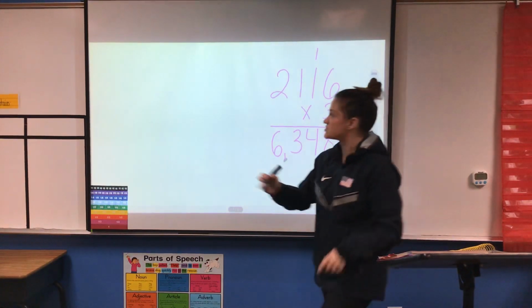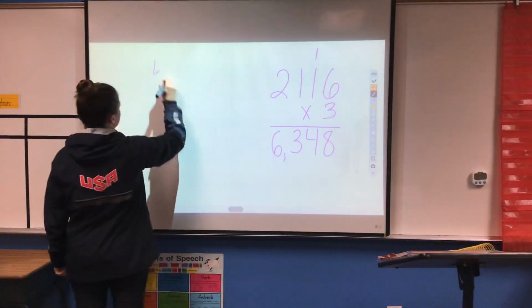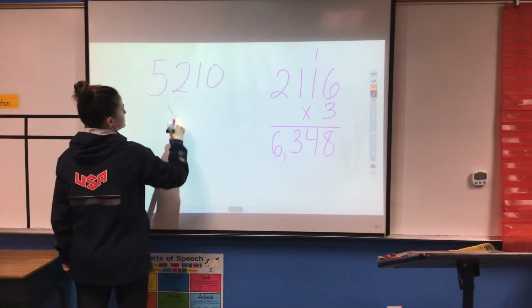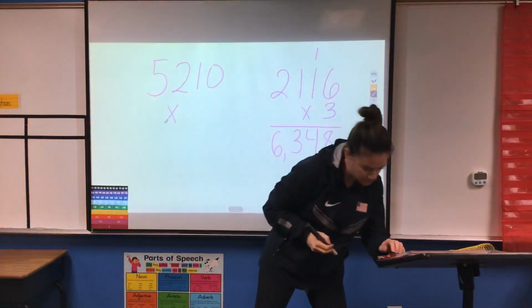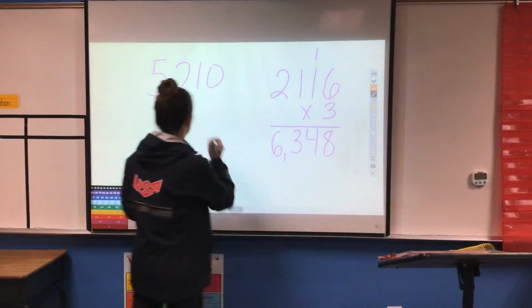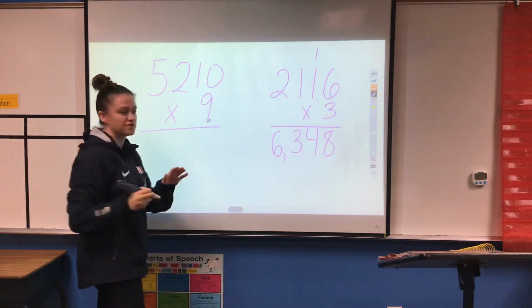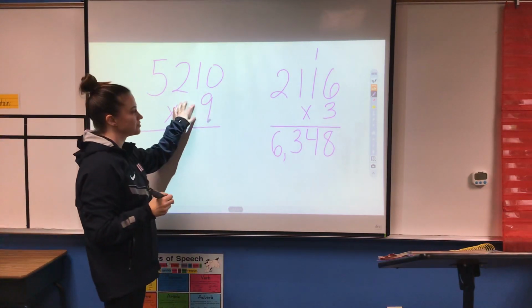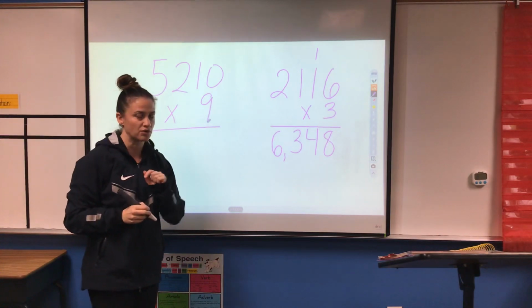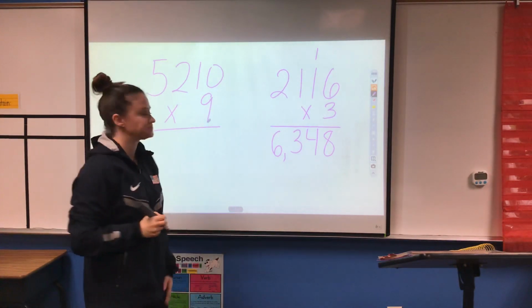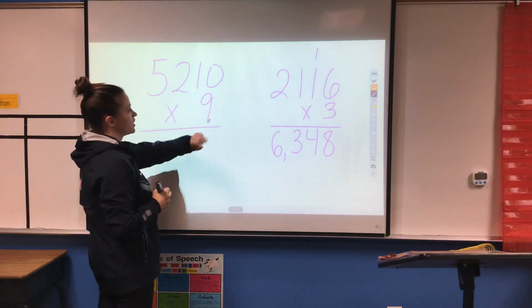All right, I'm going to go ahead and write number 9 on the board. That's 5,210 times 9. I want you to pause the video. I want you to write this problem down, and I want you to try to work this one on your own. Go ahead and pause the video. Once you restart it, we're going to go ahead and work it.